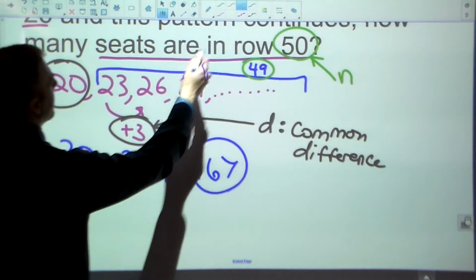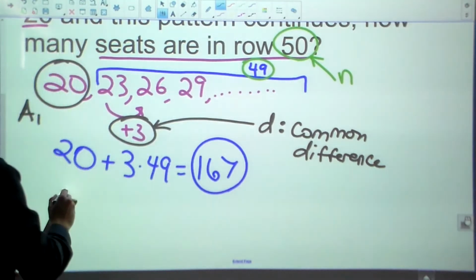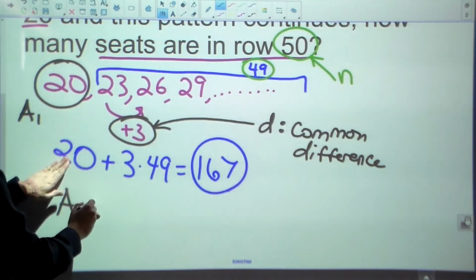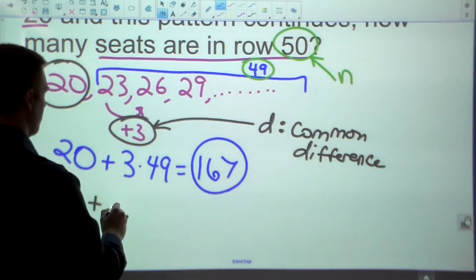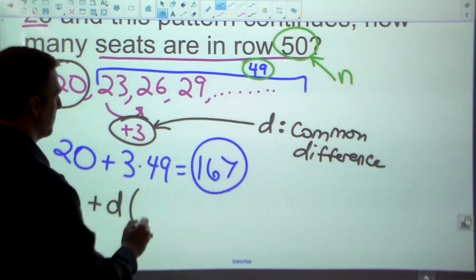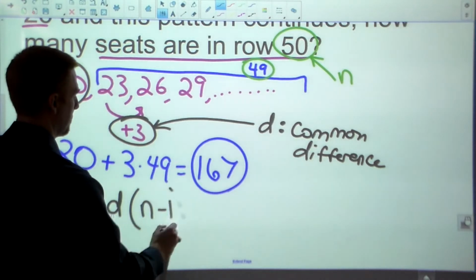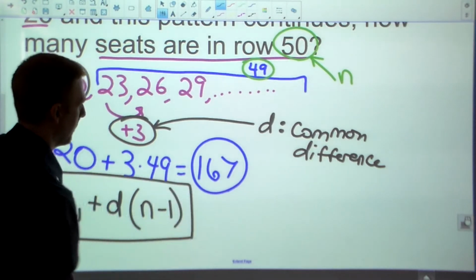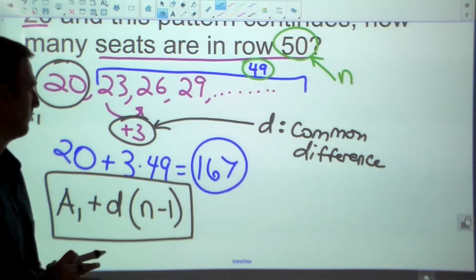So let's start putting these things together in terms of a formula. So we have a1 first, plus the common difference, times the number of rows, but minus 1, so n minus 1. And that's your arithmetic sequence formula there.